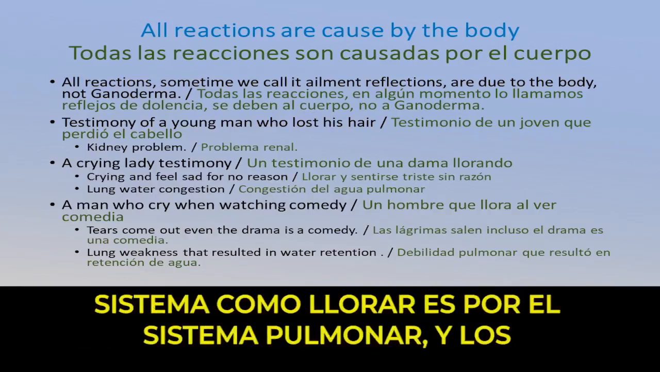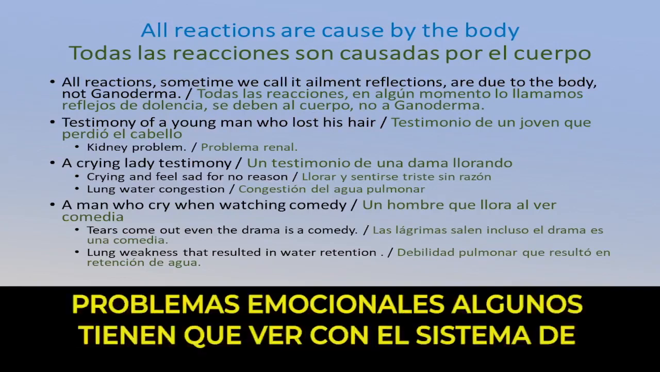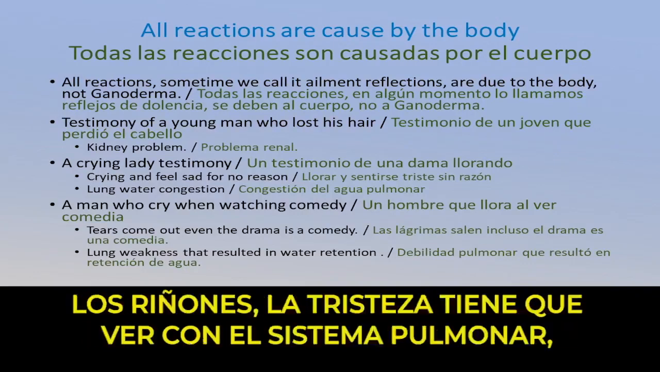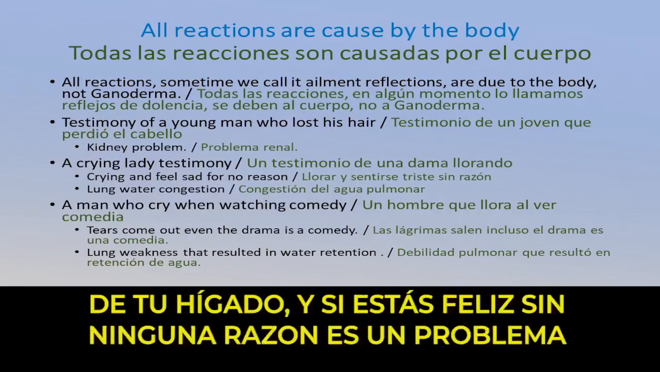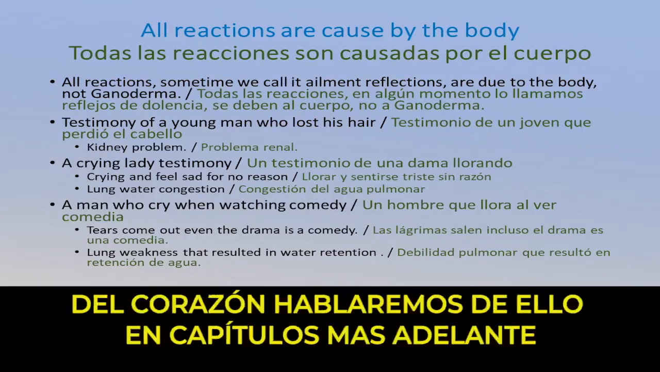Like you see now, the crying is due to the lung system. Then there are the emotional problems: fear has something to do with the kidney system, sadness with the lung system, worry with the stomach system, and anger with your liver system. If you feel happy for no reason, do not be too happy. That is the heart problem. We are going to that in a later chapter.